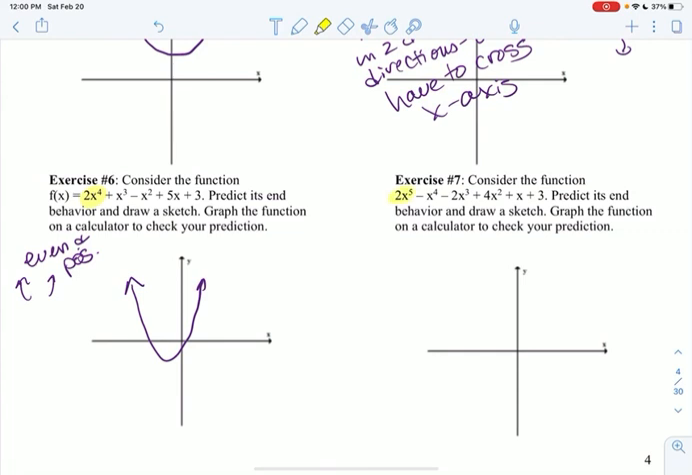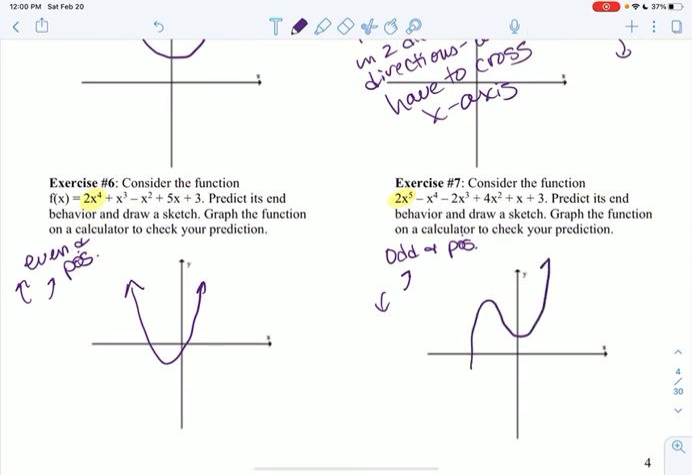And this one, I have 2x to the 5th as my highest degree. So it's odd and positive. So that means that this end goes down and this end goes up. So, all right, I'm not sure what's happening in the middle there, but you can, again, confirm that with a calculator.